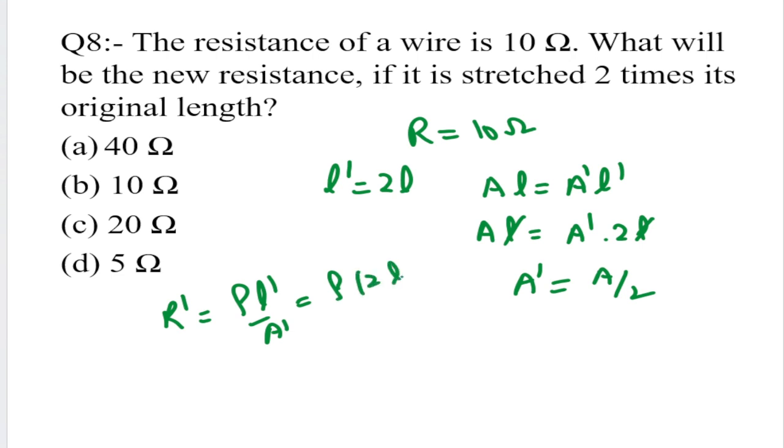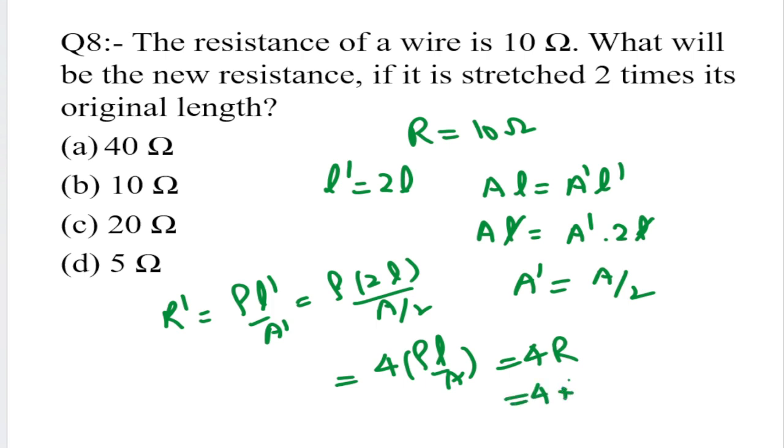So the new resistance R dash equal to rho L dash upon A dash. Rho L dash is 2L upon A by 2. Now we shift to numerator. So 4 rho L upon A, that is equal to 4R. R is 10 ohm. So answer is 40 ohm. So first is the correct option.